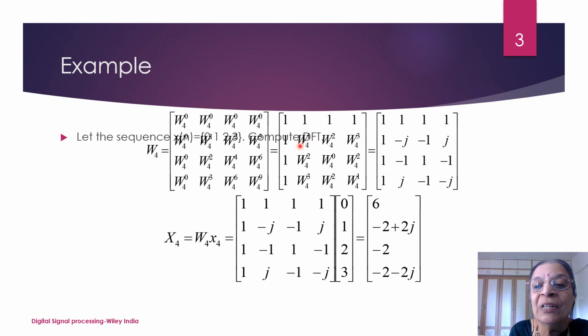So W4 raised to 1 means e raised to minus j 2 pi by capital N into nk, where n is equal to 1 and k is also equal to 1. So what the value will be, it is equal to minus j. So that is how you have to calculate, and you will get this matrix. So if this is the matrix W, and if the signal is having the 4 samples 0, 1, 2, 3, then we have to do the matrix multiplication and get this particular output as the DFT. Now if you look at this DFT, you will find that this x0 is real, x of N by 2 is real, in this case x2 is real, and the other two values are complex conjugates of each other.